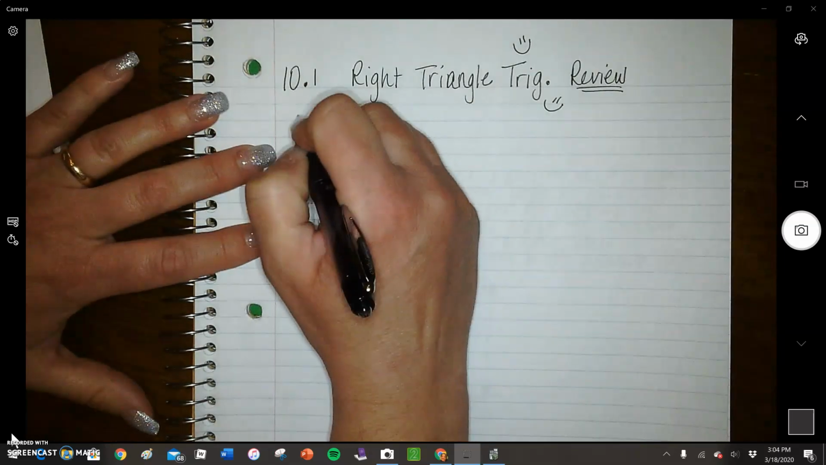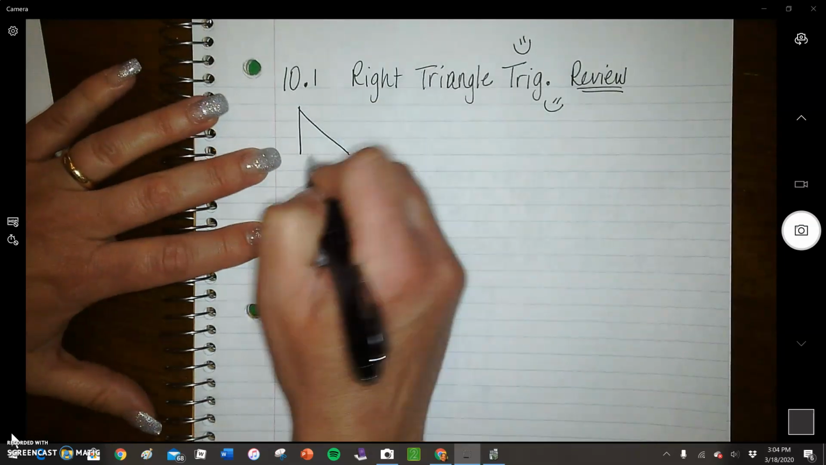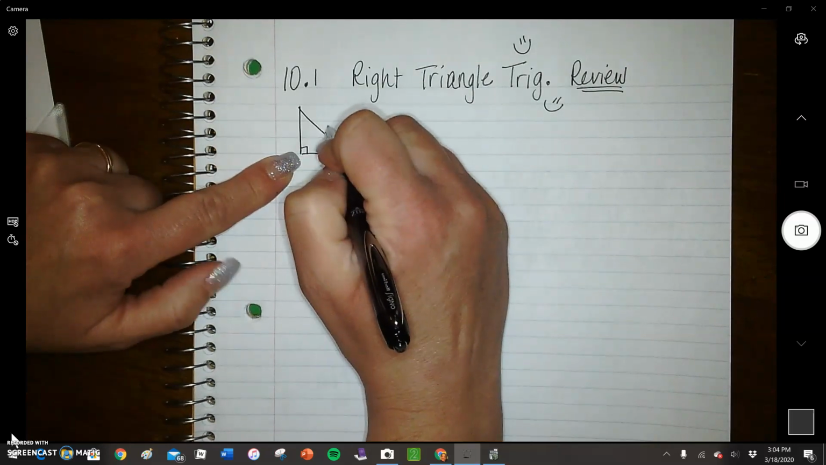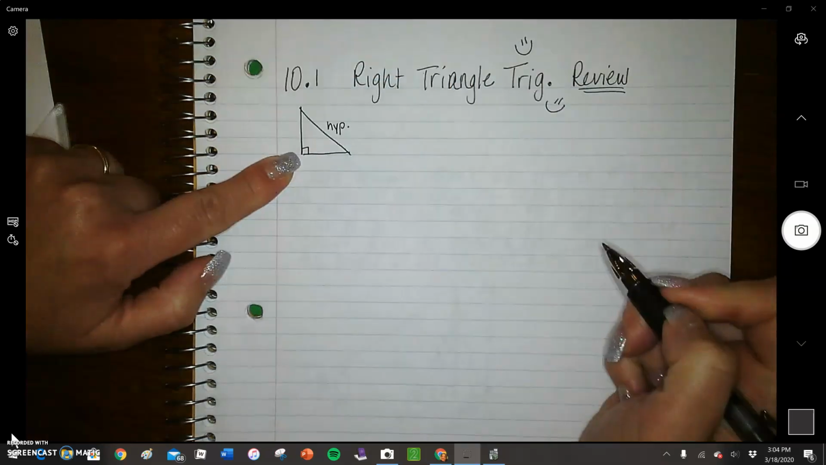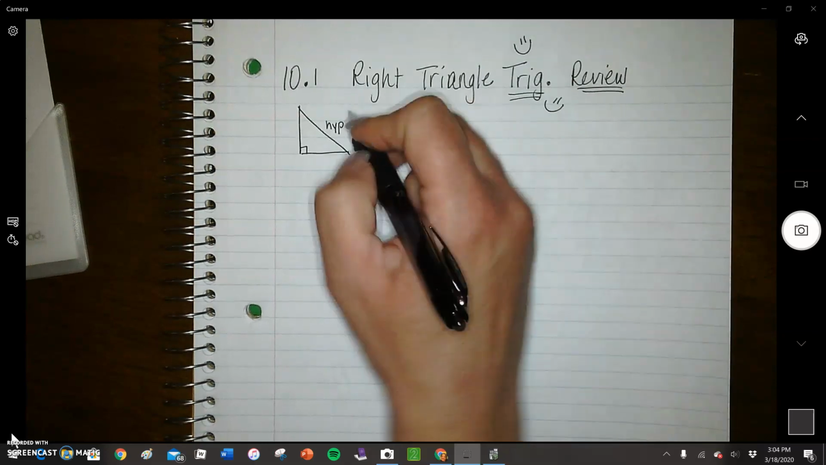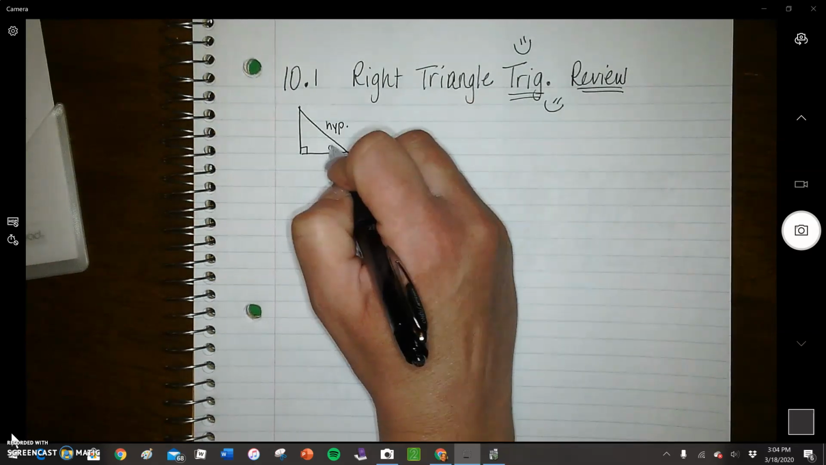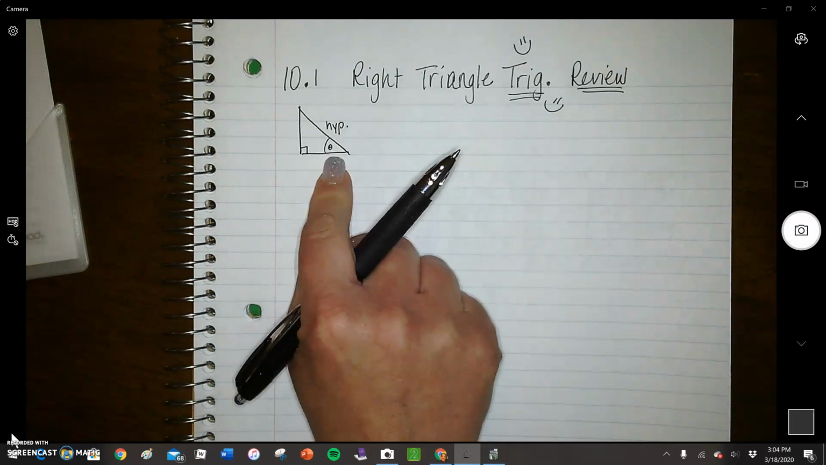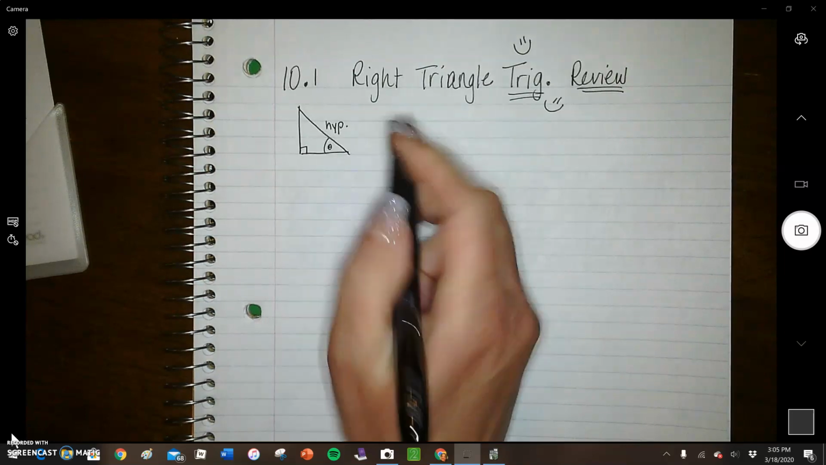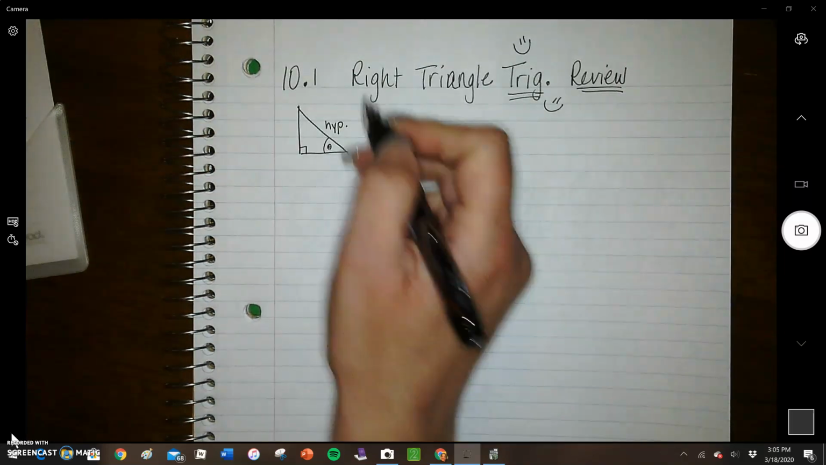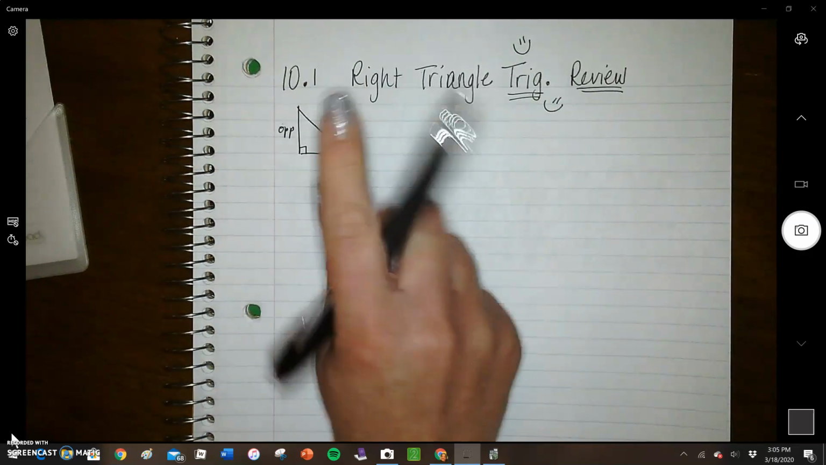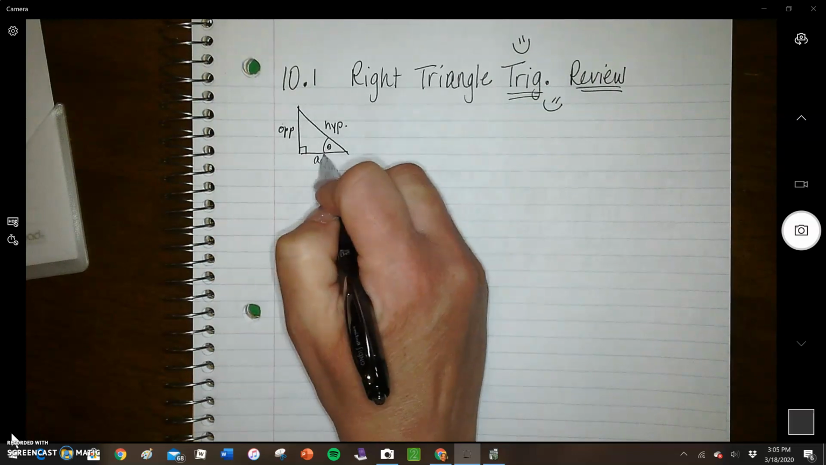If you remember from geometry, this is a right triangle, and across from the right angle in the triangle is always the hypotenuse, okay? So we're going to be doing trig, and depending on where the angle is, it's going to depend on which side we call the opposite or the adjacent. From this angle, the opposite side would be on the opposite side of the angle. The adjacent side is the one that is right next to it.